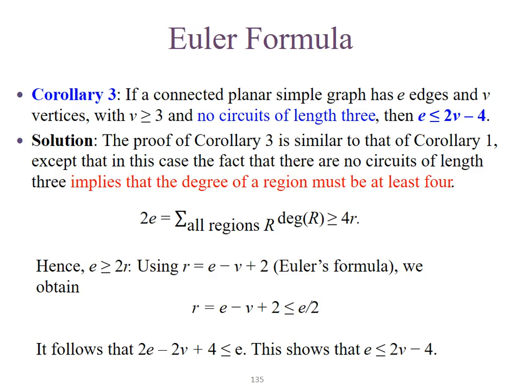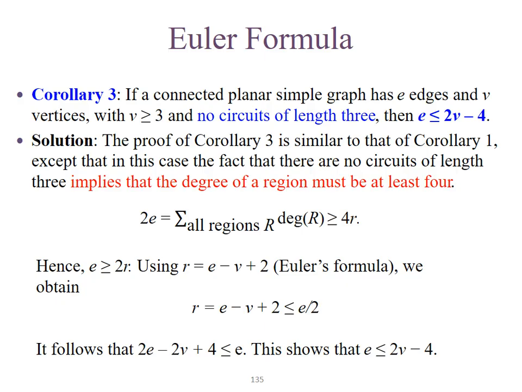Let's see corollary 3. If a connected planar graph has E edges and V vertices, with V larger than 3, and no circuits of length 3, okay, so this is a very strong condition, it has no circuits of length 3, then we will have the inequality E is less than or equal to 2V minus 4. So what does that mean? No circuits of length 3 means maybe the other circuits are of length 4, 5, 6, but we have no circuits of length 3.